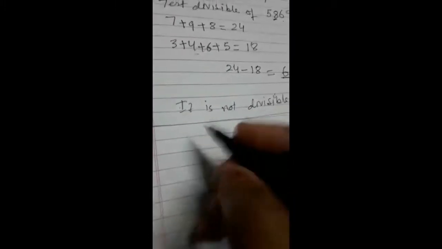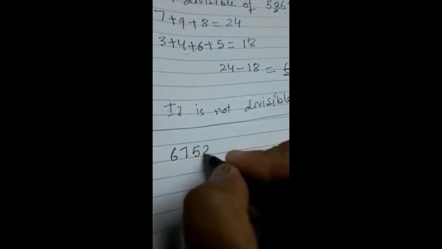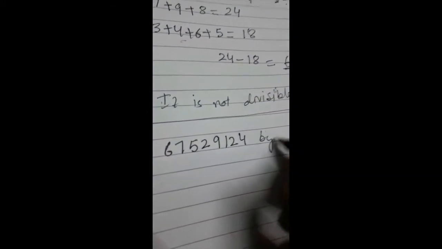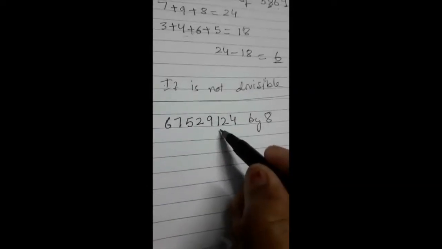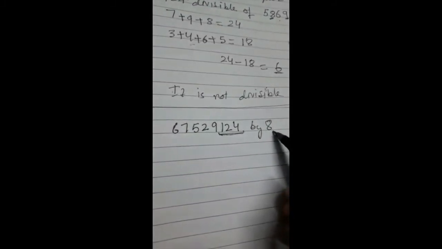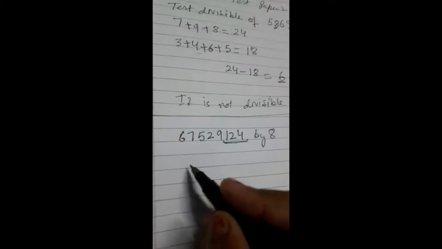Question number 2 is the test of divisibility of this number by 8. What is the rule of the divisibility test of 8? The number is 6, 7, 5, 2, 9, 1, 2, 4. Check the divisibility by 8. First of all, we recall the rule. The rule is: if the last 3 digits of any number are divisible by 8, then that number will be divisible by 8. So we check it.